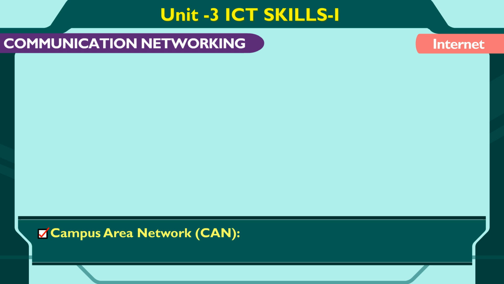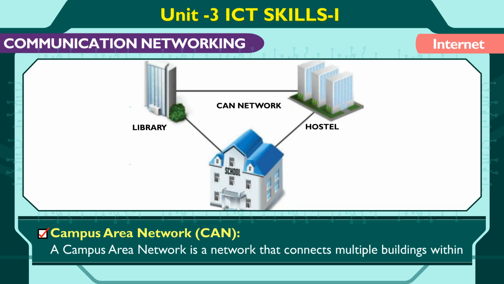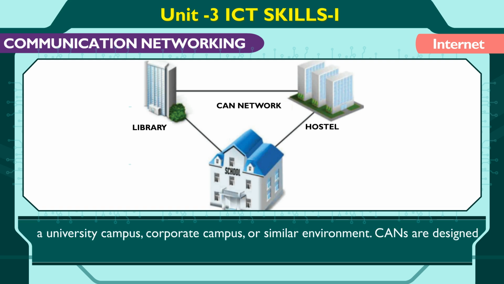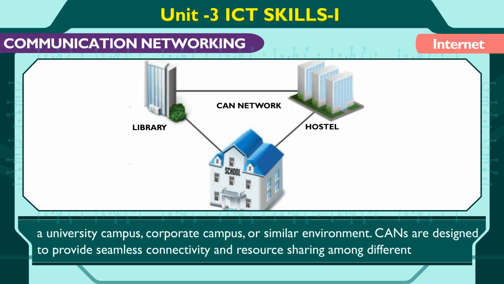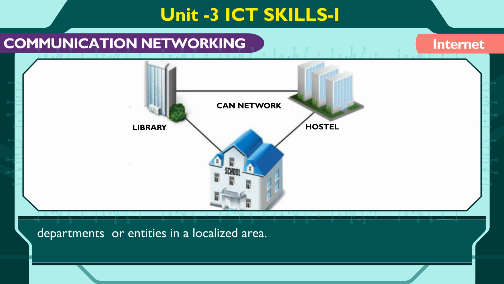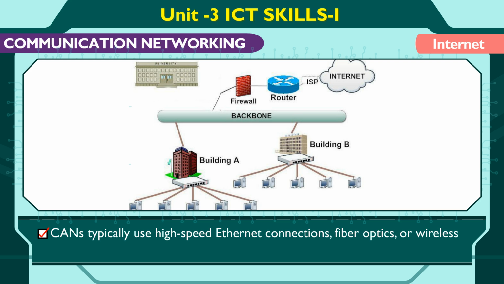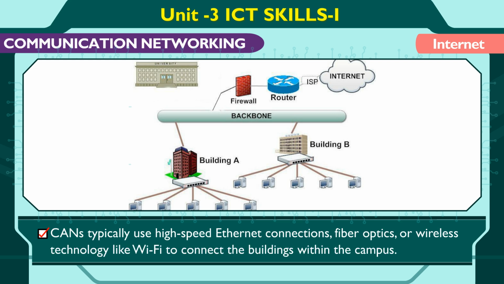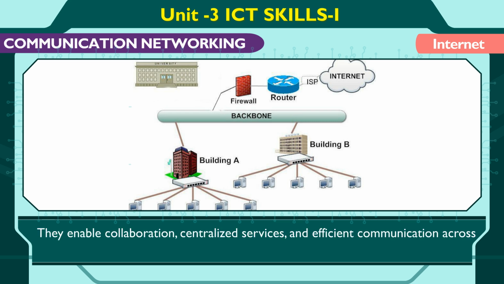Campus Area Network, CAN. A campus area network is a network that connects multiple buildings within a university campus, corporate campus, or similar environment. CANs are designed to provide seamless connectivity and resource sharing among different departments or entities in a localized area. CANs typically use high-speed Ethernet connections, fiber optics, or wireless technology like Wi-Fi to connect the buildings within the campus. They enable collaboration, centralized services, and efficient communication across the campus.